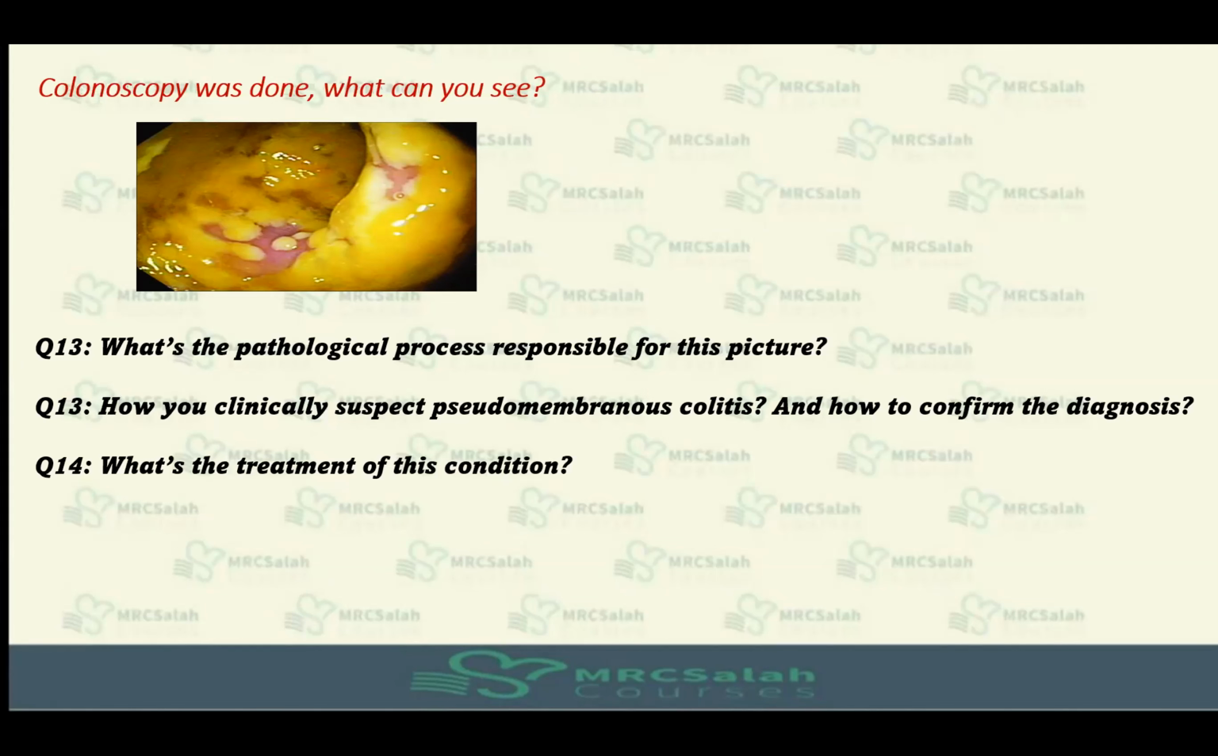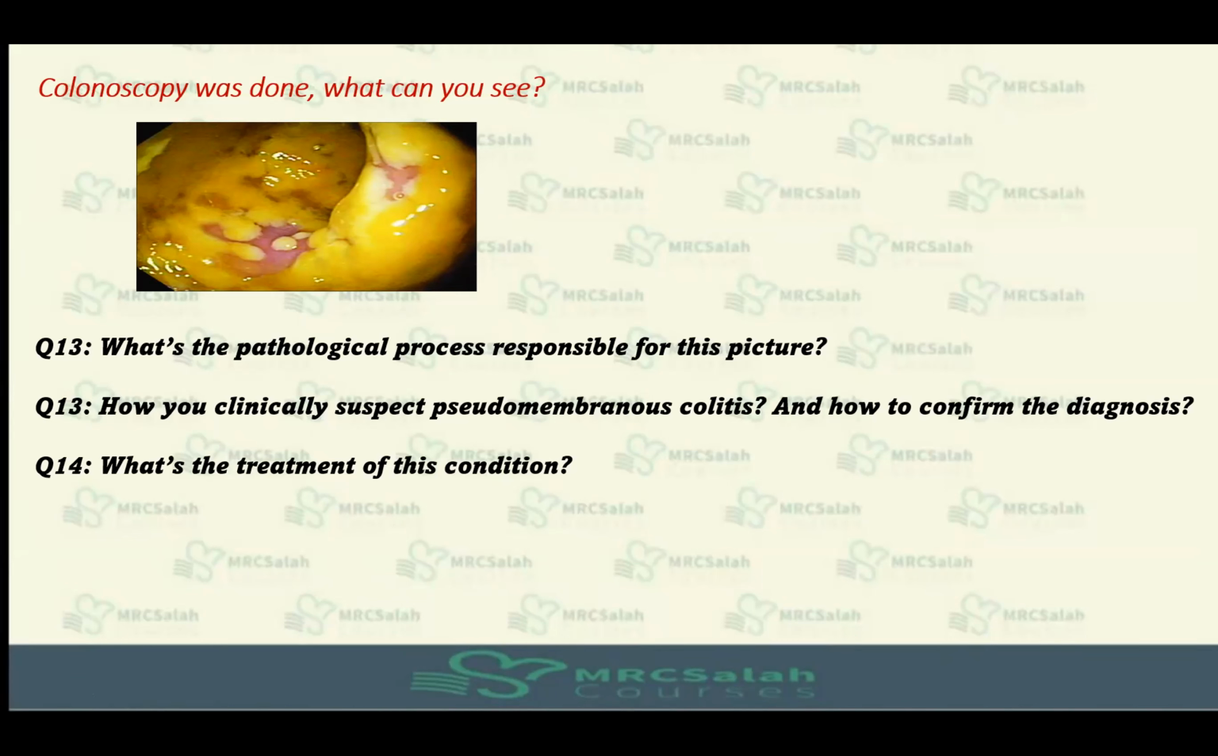So the laboratory tests again: we do full blood count, we do PCR for the toxin, and we can also do enzyme-linked immunoassay or ELISA for the toxins, and also immunoassay for the enzyme glutamate dehydrogenase.